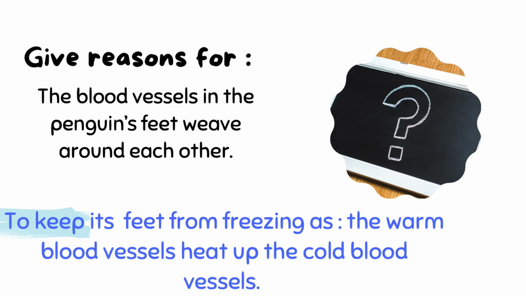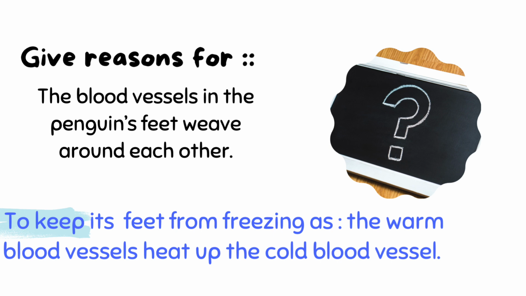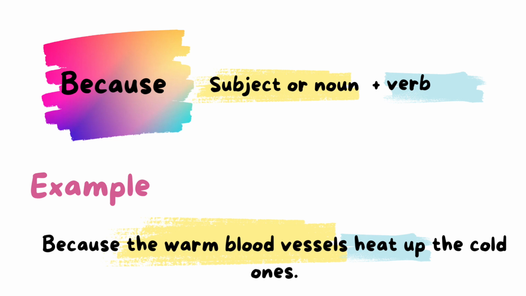This adaptation happens in the penguin's feet to keep its feet warm, to keep its feet from freezing, or to protect its feet from freezing, as the warm blood vessels heat up the cold blood vessels, so its feet become warm all the time. So the answer here is to keep its feet from freezing, or to protect its feet from freezing. So we have to and the verb in the infinitive.